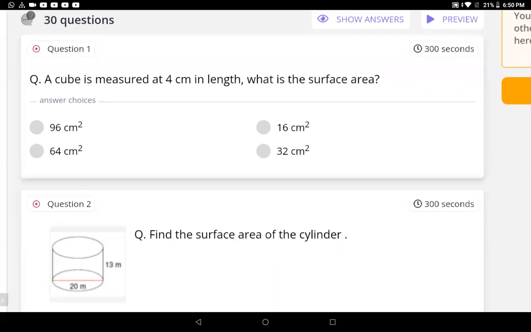They didn't ask whether it is a TSA or LSA, they're asking about the surface area. So surface area means 6a square. Total surface area you're supposed to calculate. So 6a square, Option A, ma'am. 6 multiplied with 16, 6 sixteens are 96 centimeters square is the correct option.